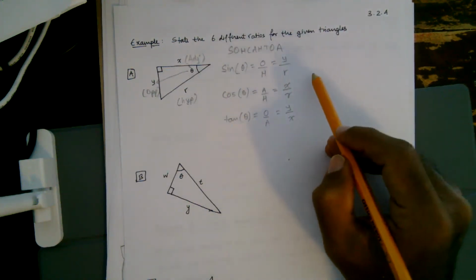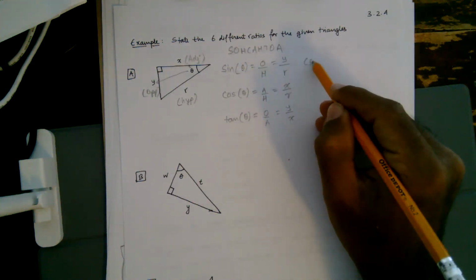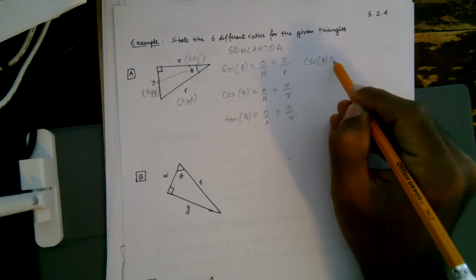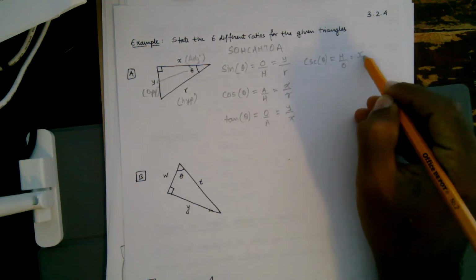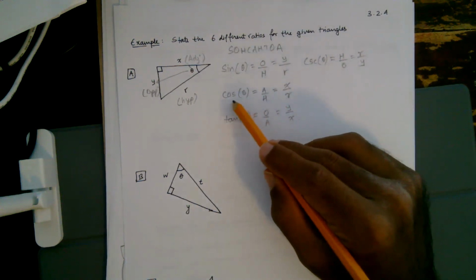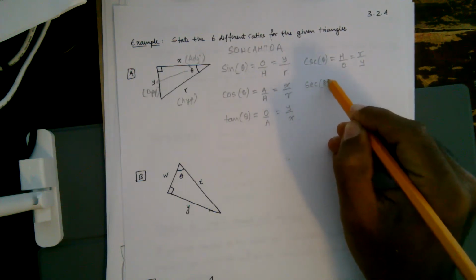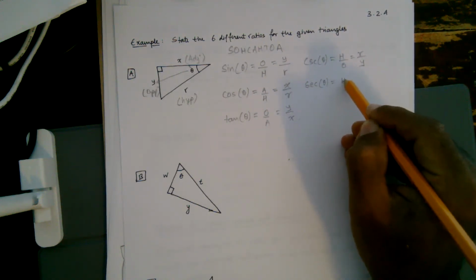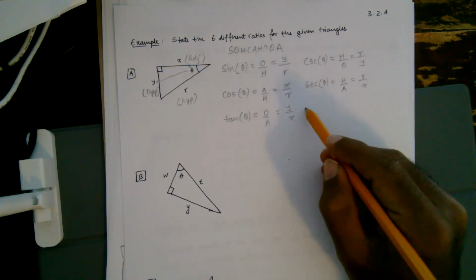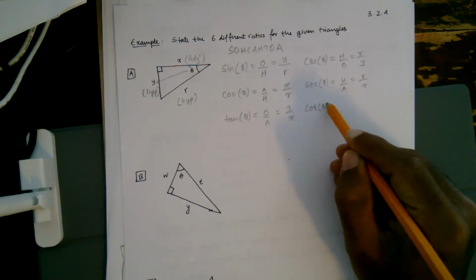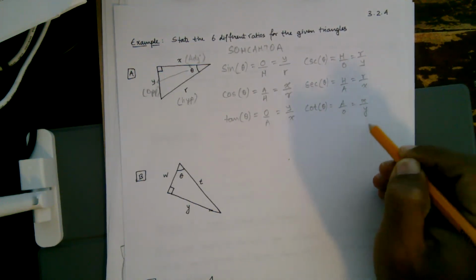Then the reciprocal for sine is cosecant, which we write as CSC theta. Because it's the reciprocal, it's just going to be h over o, which is r over y. For cosine, the reciprocal is secant, and we use SEC, and that's going to be h over a, which is r over x. And for cotangent, we use cot, C-O-T, which is a over o, which gives me x over y.